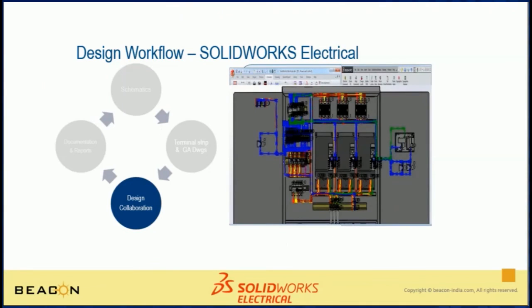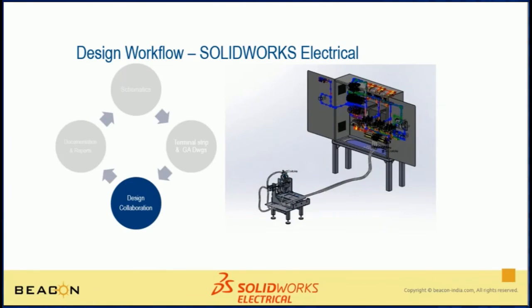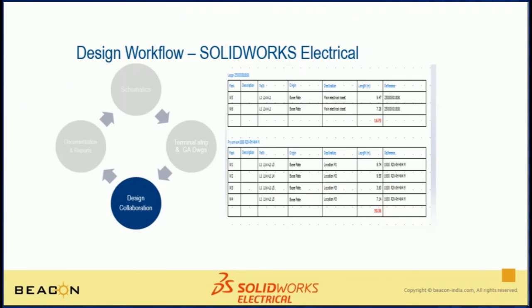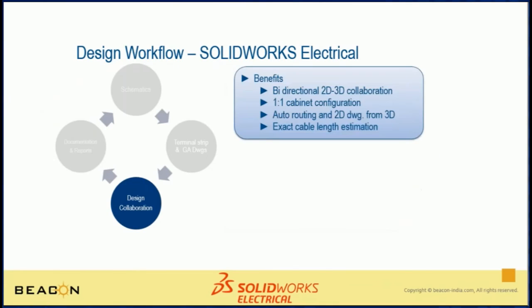So we just routed in SolidWorks Electrical, then generated the BOM of the mechanical, and then generated the GA drawings also in just one click. Using this, we will be achieving bidirectional 2D and 3D collaboration, generating according to the 1:1 cabinet configuration, then auto routing, and the 2D DWG has been made from the 3D, and the exact cable length has been estimated here.